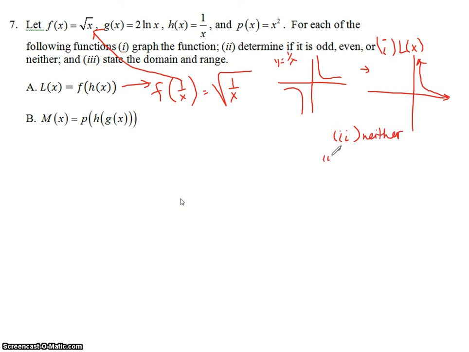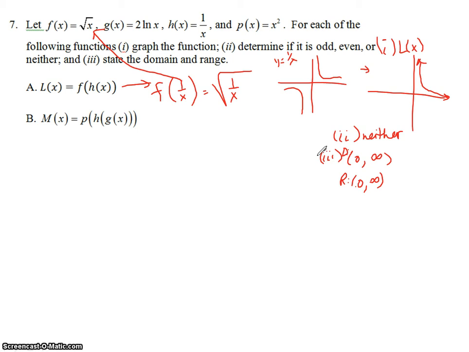And let's go ahead and state the domain and range here. So the domain is going to be all values greater than 0, because this is going to go up to this vertical asymptote and go all the values over here. The range is also going to be 0 to infinity, because it's going to be all values greater than 0, because this has a horizontal asymptote at x equals 0. So our domain and range are going to be the same thing in this case.